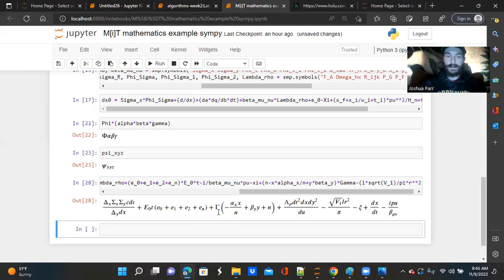And that is the collection of energy eigenstates as we progress over the time variable. And then now I'm adding in gamma, big gamma, the collective z coordinate of the virtual particulate space. And then we're taking that minus alpha x times x divided by n plus beta y times y plus n plus our lambda rho function, dt squared dx dy squared all over du.